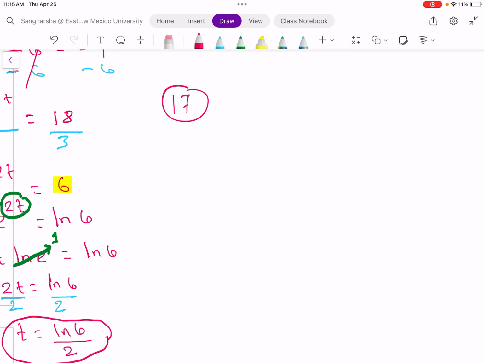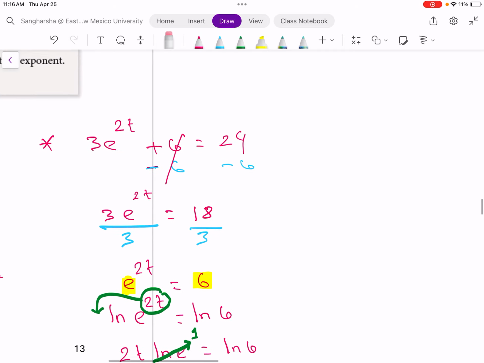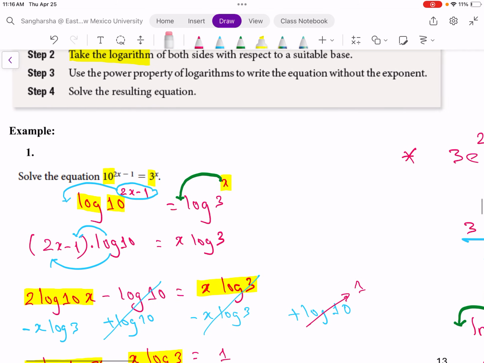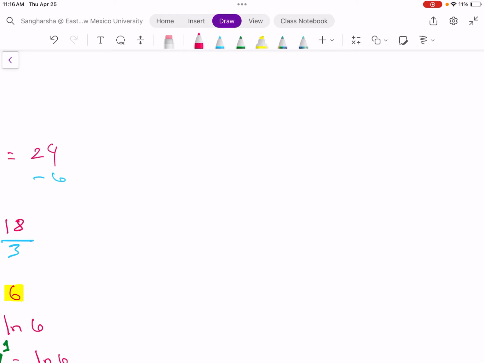Now 17 is pretty similar to the one that we did, similar to our example 1, so let me choose another one. Let me do 27. So here e to the power 2x minus 5 e to the power x plus 6 equals 0. This is our exponential equation, and we need to solve this equation.